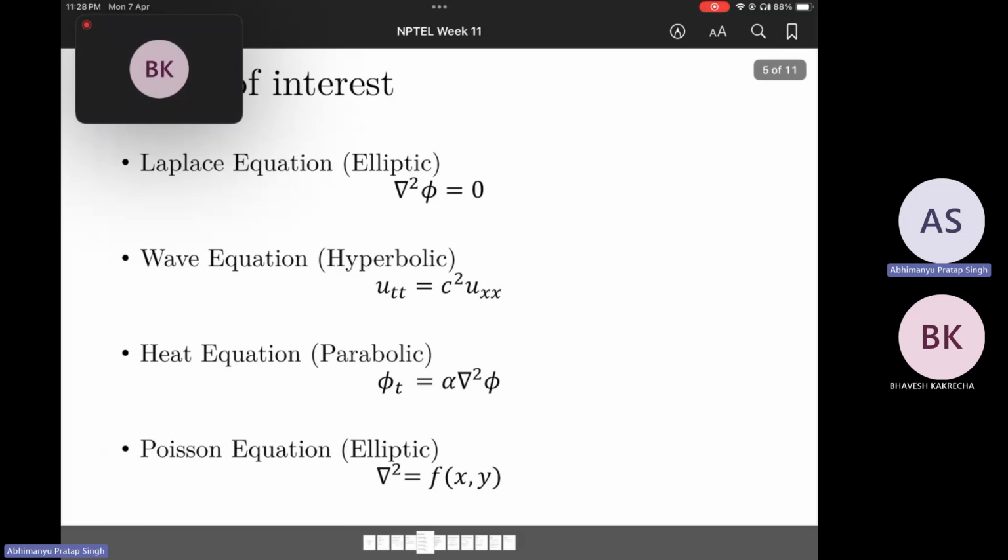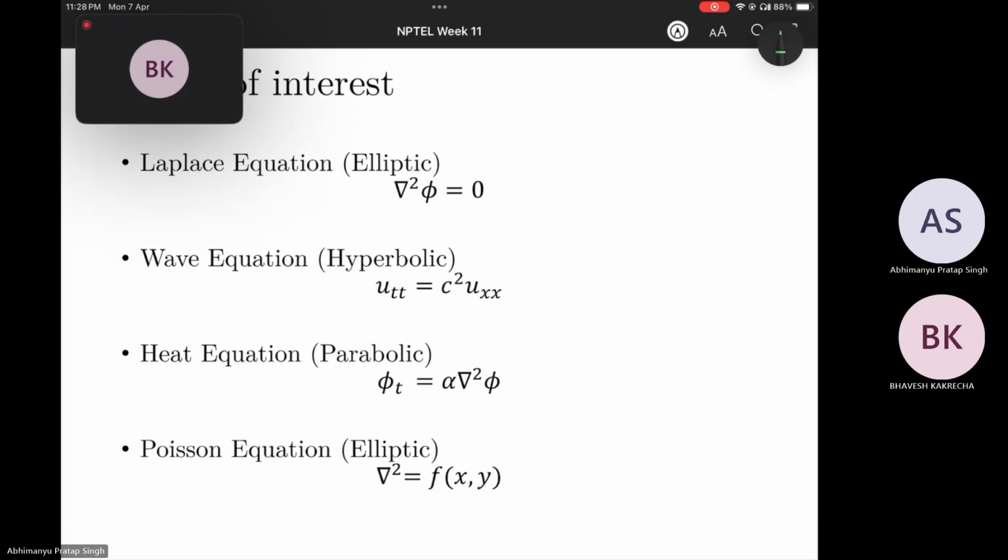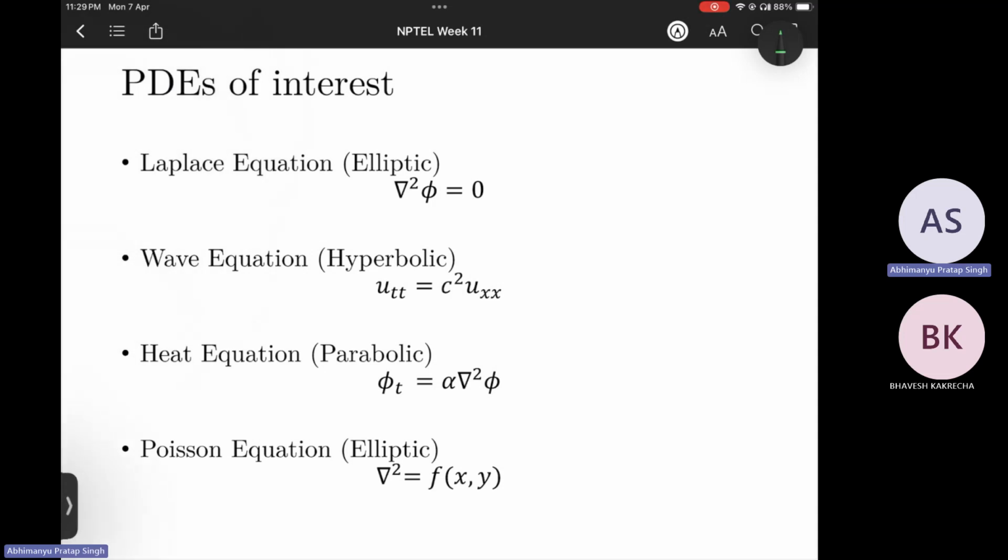So these are some of the PDEs of interest to us. Like we have the Laplace equation, which is an elliptic PDE. So this is basically our steady heat conduction in 2D. Or even in 1D, it's also the Laplace equation. So in that case, our phi is simply a 1D variable, like a simple scalar, not a vector.